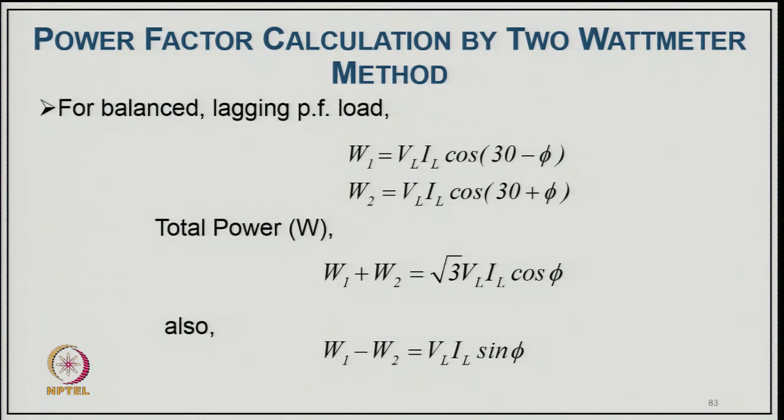So now, for a balanced lagging power factor load, W1 equal to VL IL cos 30 minus phi and W2 equal to VL IL cos 30 plus phi, and the total power will be W1 plus W2 equal to root 3 VL IL cos phi. Also, W1 minus W2 will be VL IL sin phi.